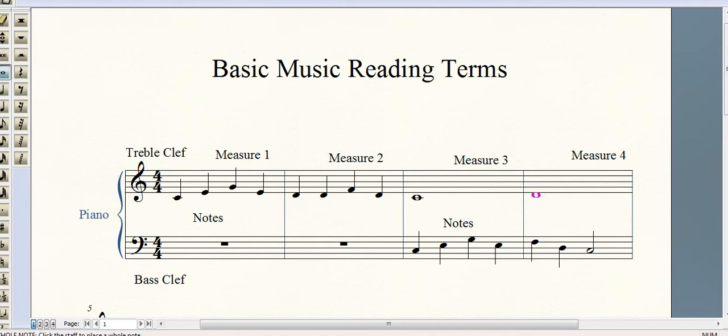All of these things down here are called notes. These are notes up here. This is the treble clef here. This is the bass clef here. Okay, this is the shortest assignment you're going to get. Most of our music reading assignments after this first lesson are going to be a little bit longer.